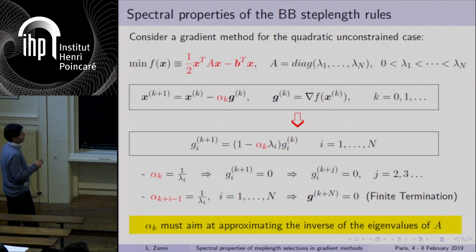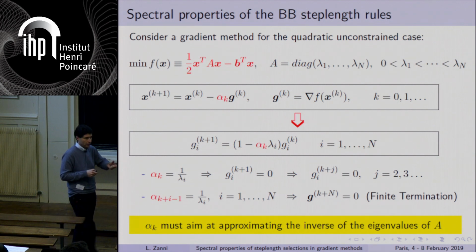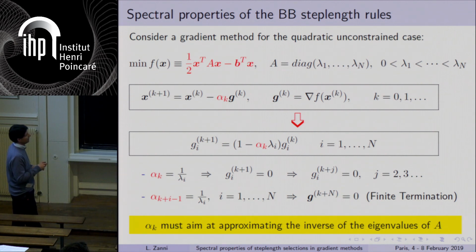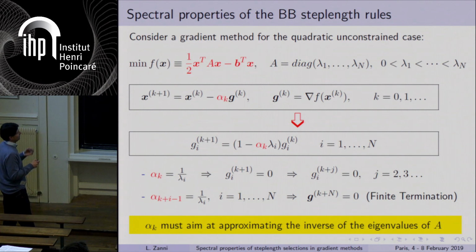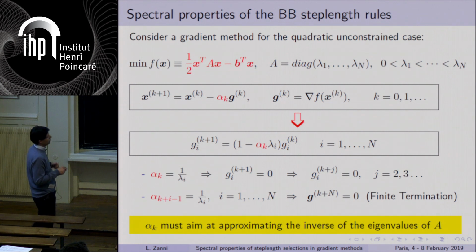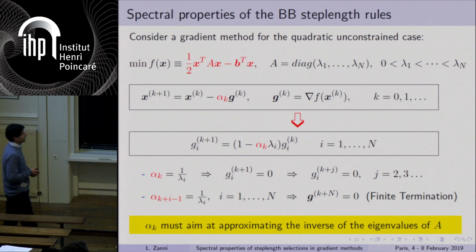From this equality, it is clear that it is important to use for the step length alpha k values that are close to the inverse of an eigenvalue. In this way, the product alpha k times lambda i is close to 1, and then a strong reduction of the component i of the gradient will be obtained. In particular, if you have exactly the inverse of the eigenvalue lambda i, the corresponding component will be reduced to 0, and it will remain 0 also in the next iterations.